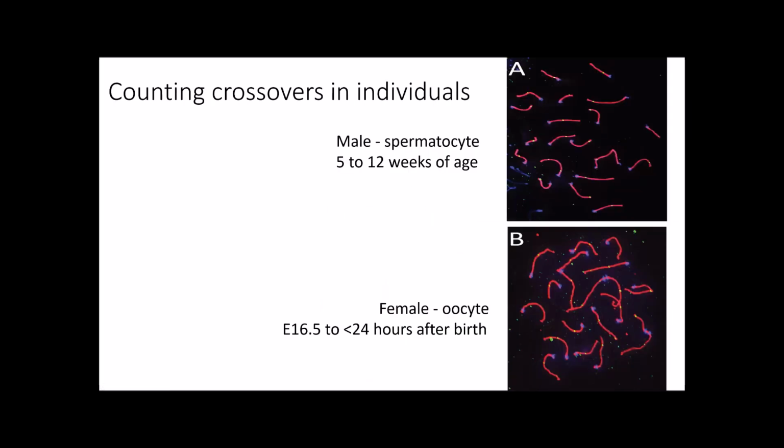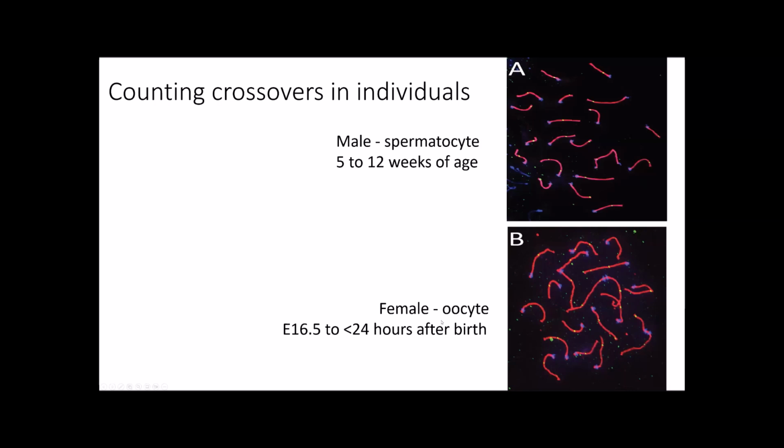So here are some actual pictures from mice. A spermatocyte from a male, 5 to 12 weeks of age, when we can get access to spermatocytes that are undergoing recombination on top.